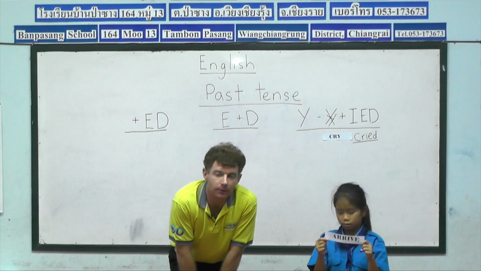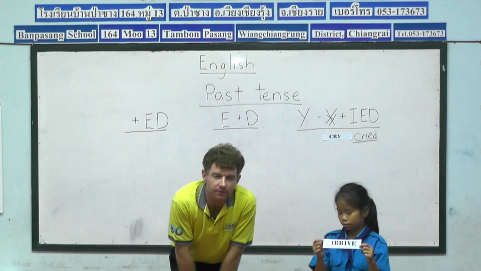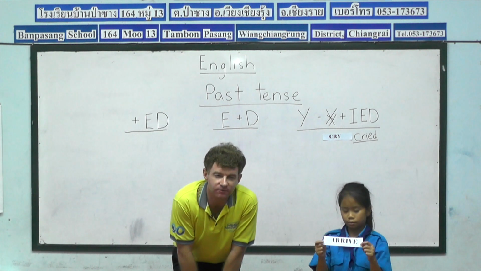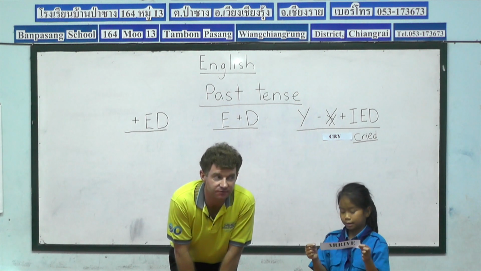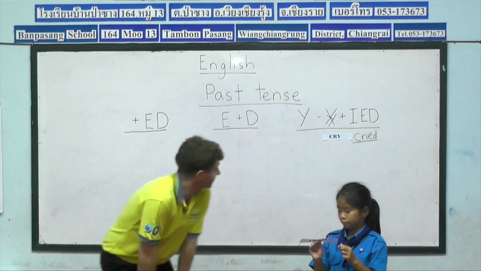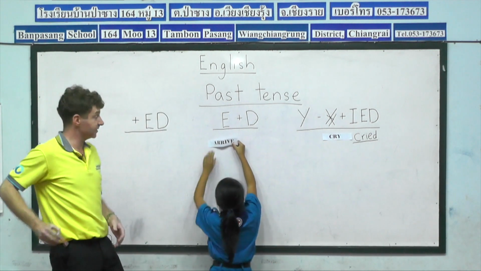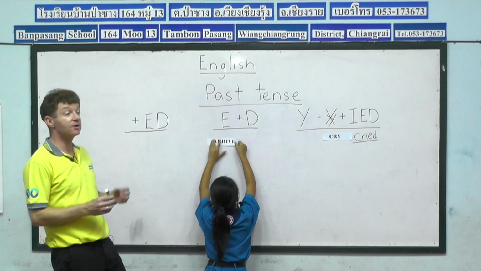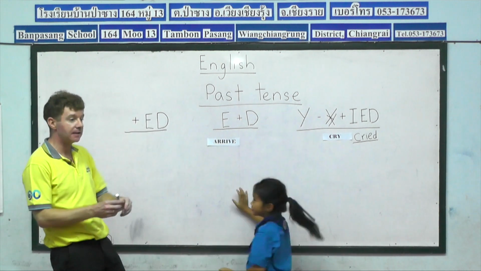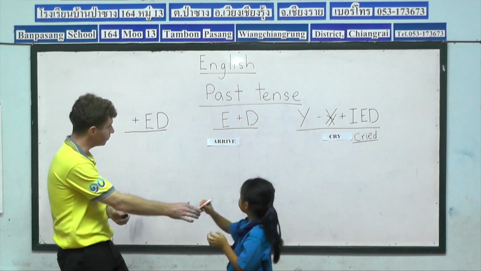Arrive. Okay, now let's think about what we do. I'll give you a clue. What's the final letter of arrive? E. So what does that mean? Do we need to add another E? Just plus D. Arrive will become arrived. And Prel, can you spell it for me?